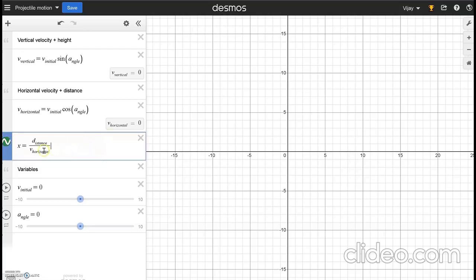So now, this function right here tells us exactly how long the cannonball should take to travel a certain distance based on what its horizontal velocity is. That's our answer to the first question, the first main question that we had before.